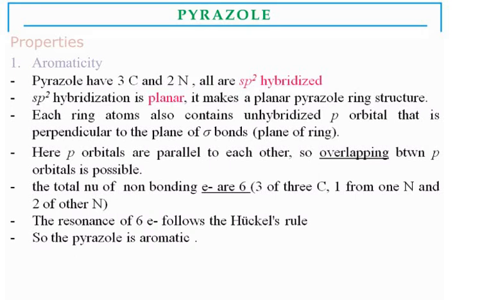Each ring atom also contains an unhybridized p orbital that is perpendicular to the plane of the sigma bonds, the plane of the ring. In pyrazole, the p orbitals are parallel to each other, so overlapping between p orbitals is possible. The total number of pi electrons is 6: 3 from the 3 carbons, 1 from one nitrogen and 2 from the other nitrogen. The resonance of 6 electrons follows Hückel's rule. So pyrazole is aromatic.